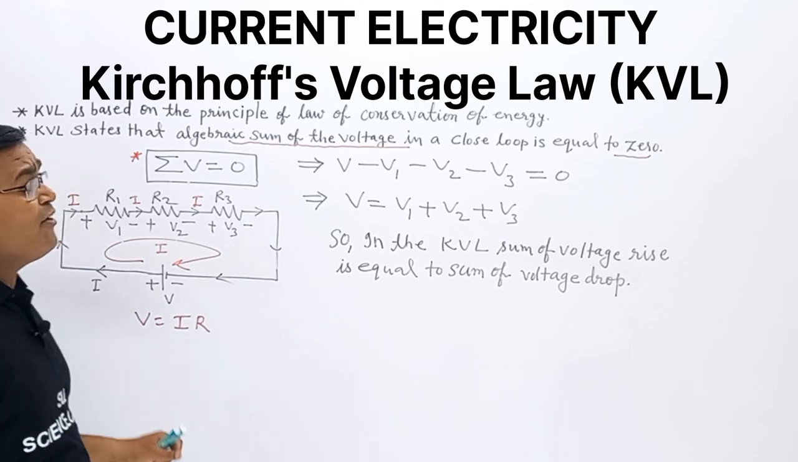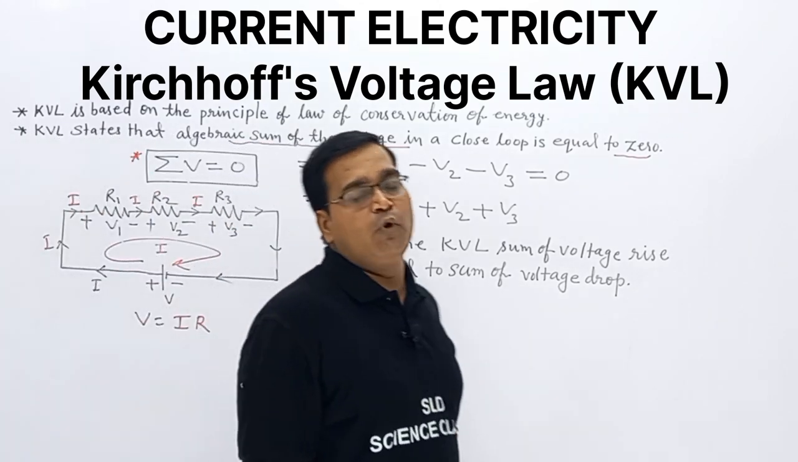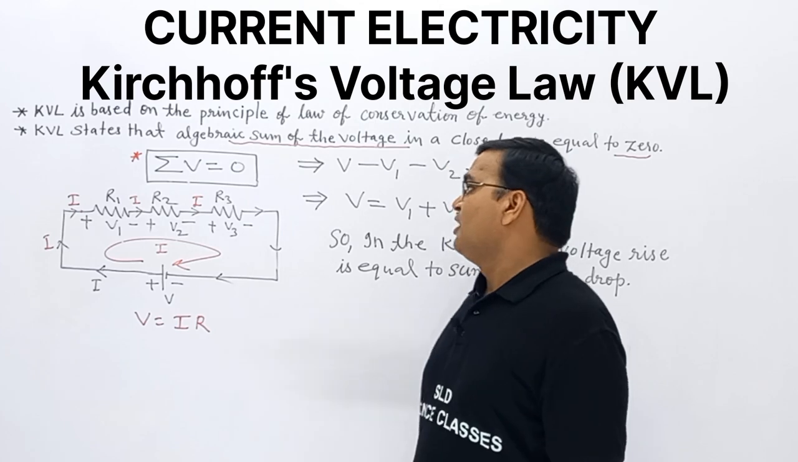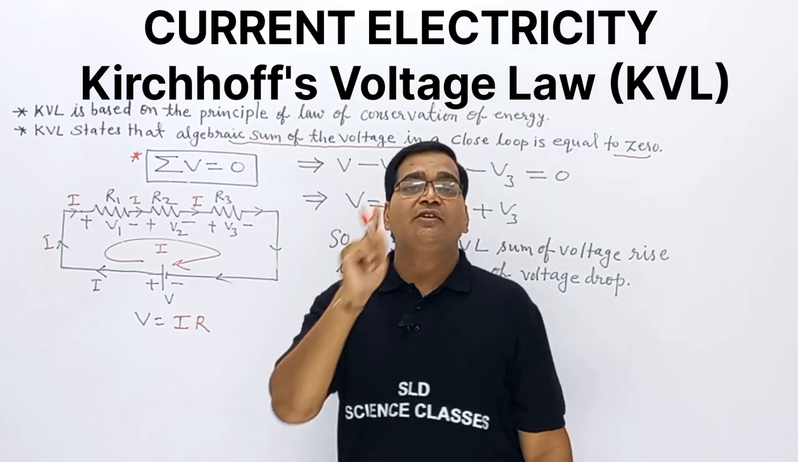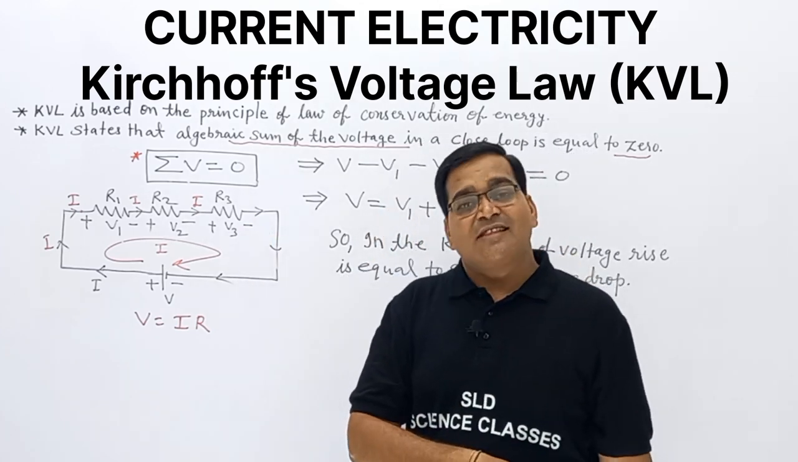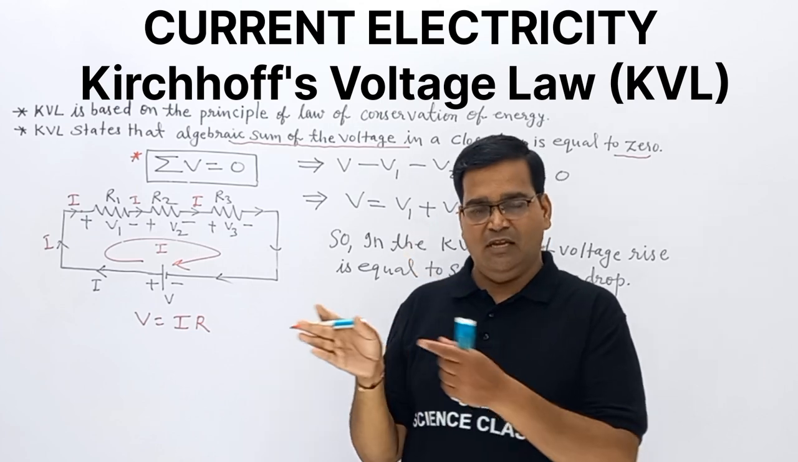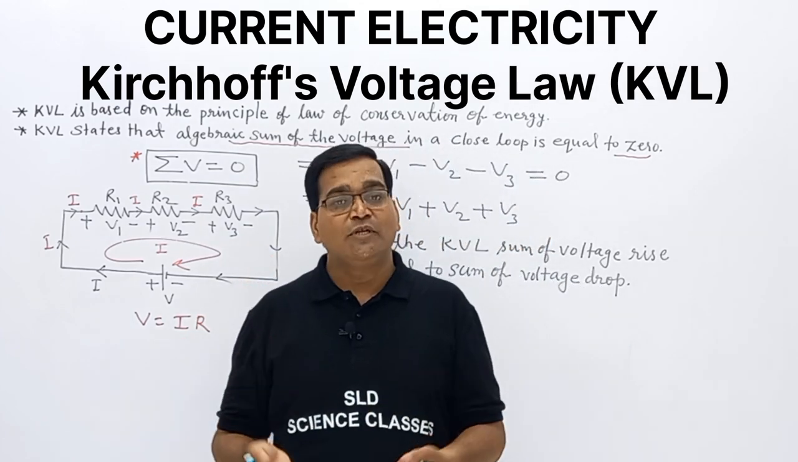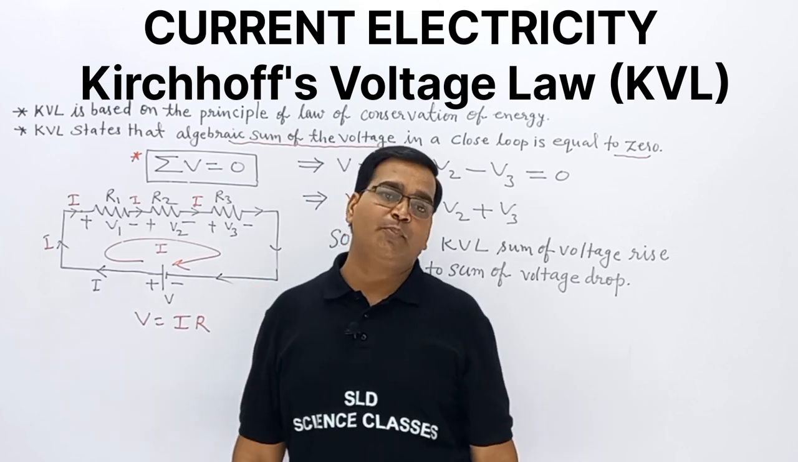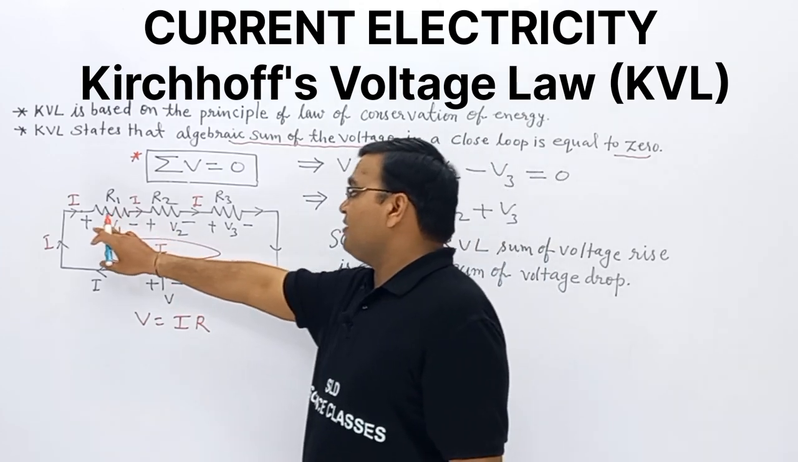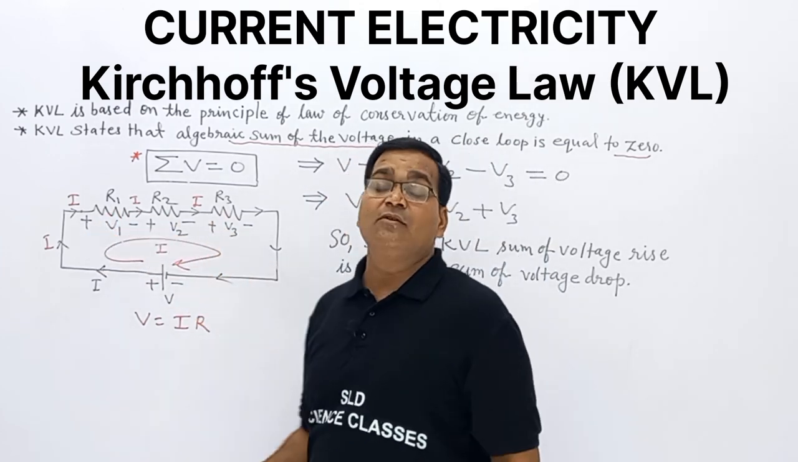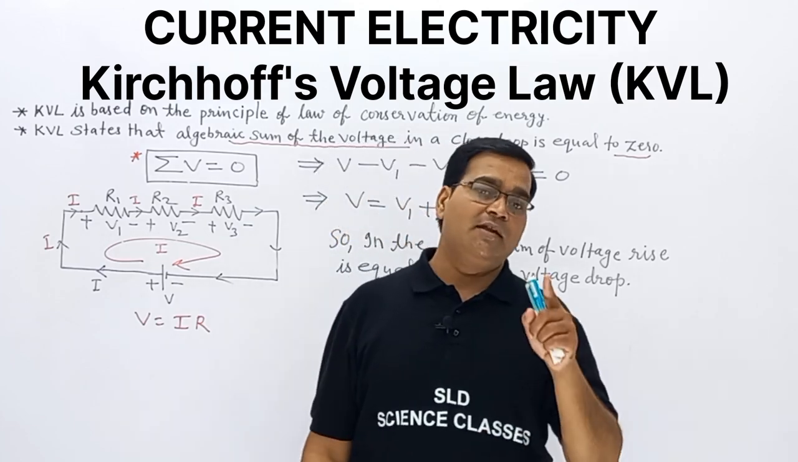Clear? So how will we write the voltage equation? How will we develop the voltage equation? Whenever current enters the negative terminal, then the sign of voltage will be positive, and when current enters the positive terminal, then the sign of voltage will be negative.